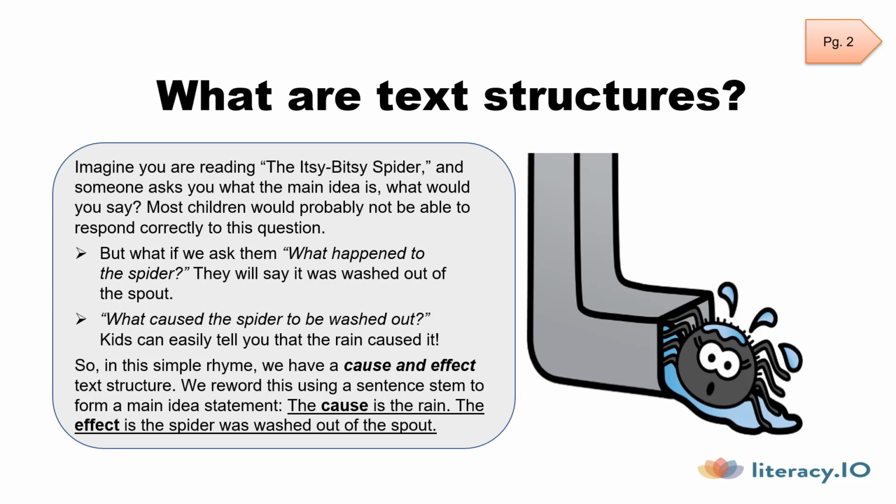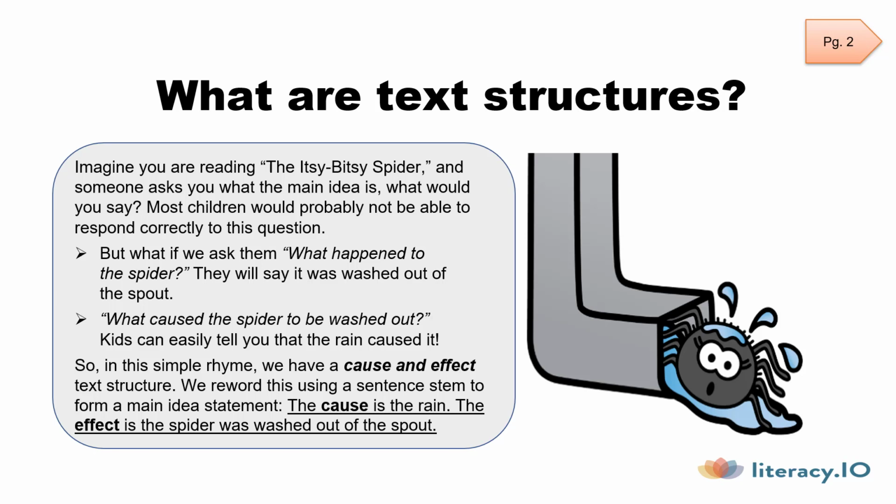But what if we ask them what happened to the spider? I can almost guarantee you they'll all say that it got washed out of the spout. Well, what caused the spider to be washed out? Most kids can easily say that the rain caused it.